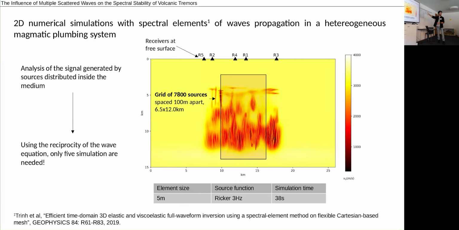I'm showing here the one for the S velocity. I'm showing also the settings of the experiment. So we have 5 receivers at the free surface, and then we have a grid composed of 7,800 sources spaced on a regular grid of 100 meters. Now, if again you are familiar with numerical simulations, you may think that we run 7,800 simulations, which is not feasible because one of the simulations takes 5 days.